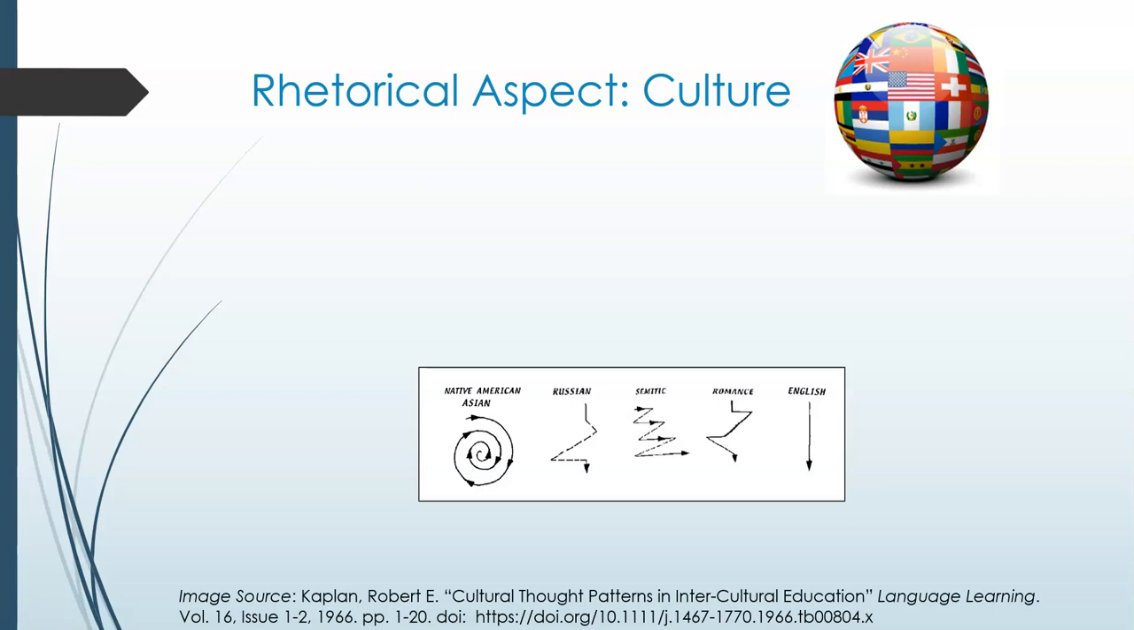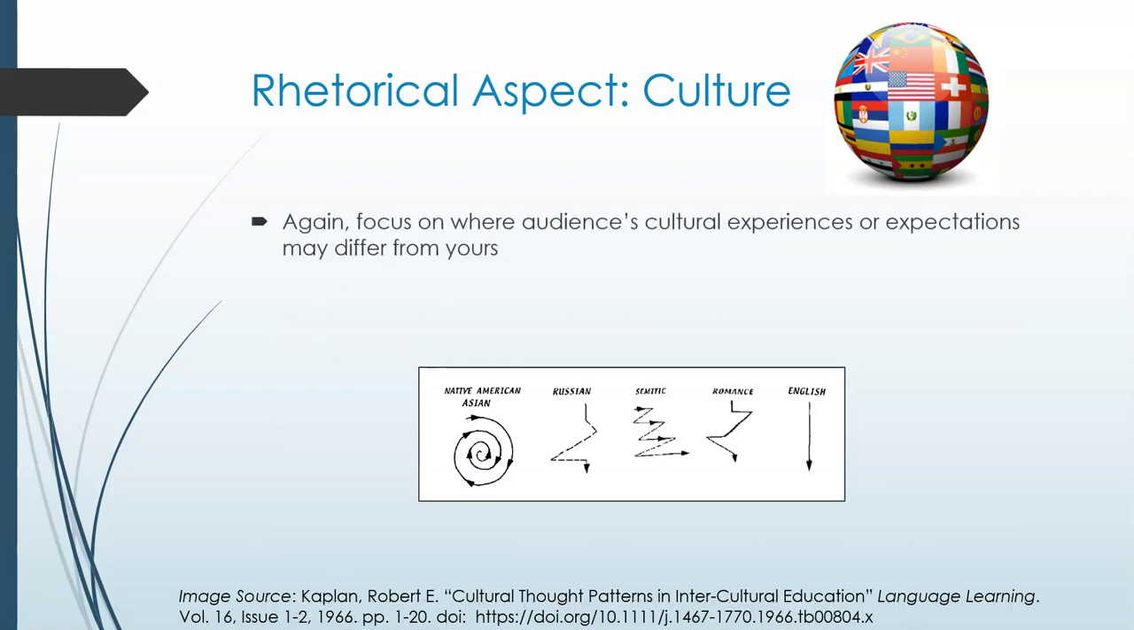Culture is most significant when the reader and writer, or listener and speaker, come from different cultures, like India versus America, or different subcultures, like Texas versus LA. Just like with the audience aspect, you want to focus on where the audience's cultural experiences or expectations may differ from yours when making choices about what evidence to include, what arguments to make, or how to phrase things.